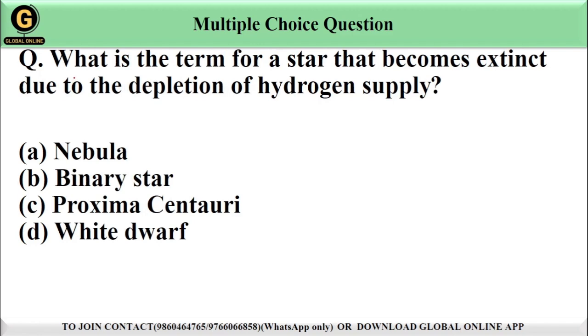What is the term for the star that becomes extinct due to the depletion of hydrogen supply? Option A, nebula. Option B, binary star. Option C, proxima. Option D, white dwarf.